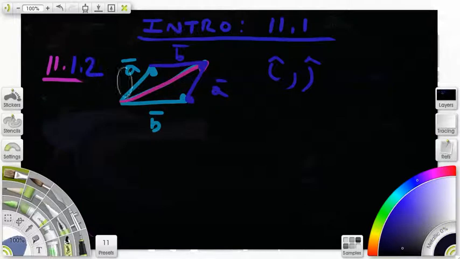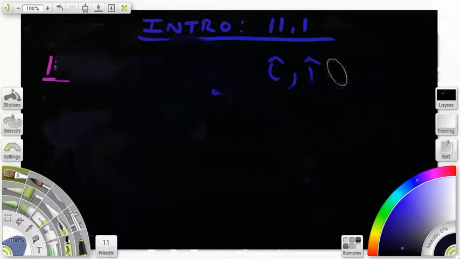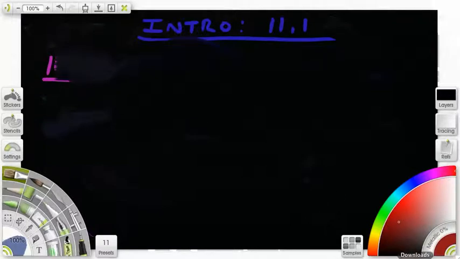So now if we move on to 11.1.3, okay, just get rid of this here. Okay. Now 11.1.3.